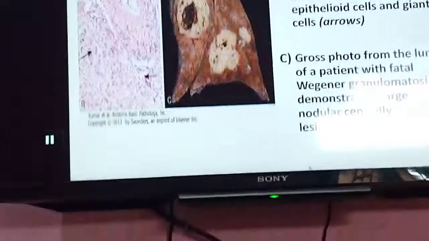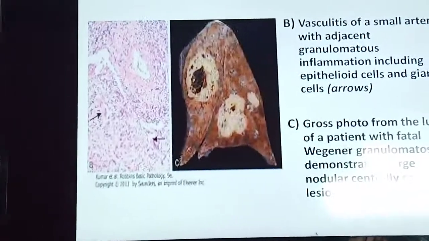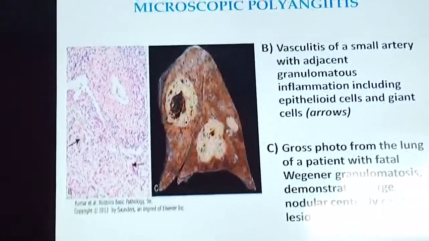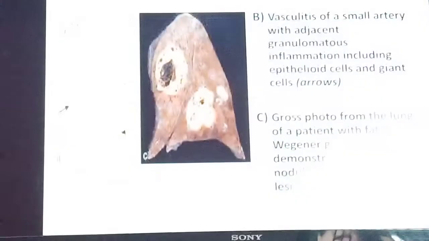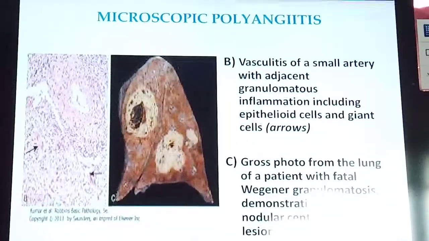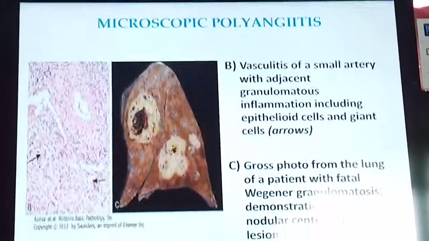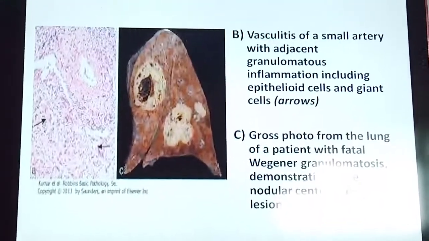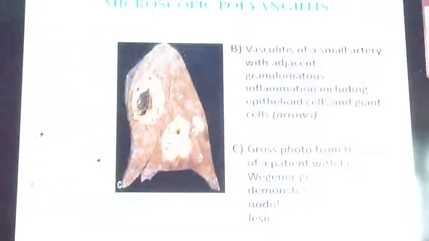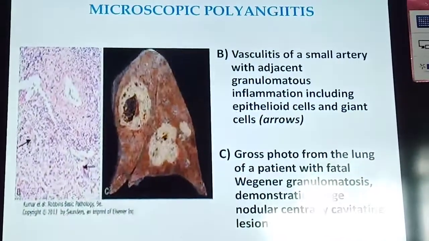In microscopic polyangiitis, the gross and microscopic pictures show vasculitis of a small artery with adjacent granulomatous inflammation, including epithelioid cells and giant cells in the first picture. And there is a gross photo from the lung of a patient with fatal Wegener granulomatosis demonstrating the large nodular, centrally cavitating lesion.